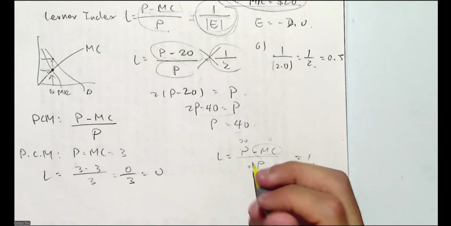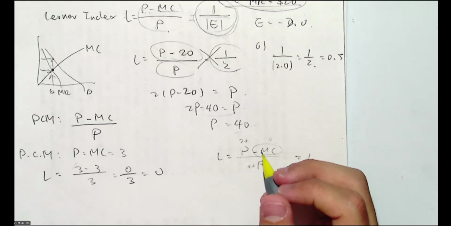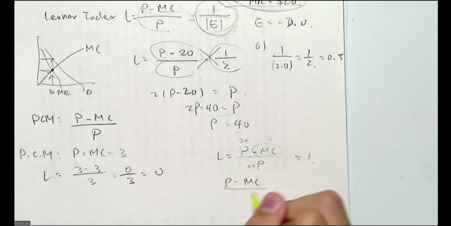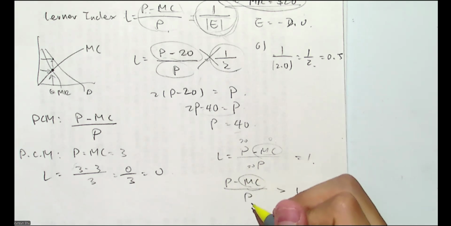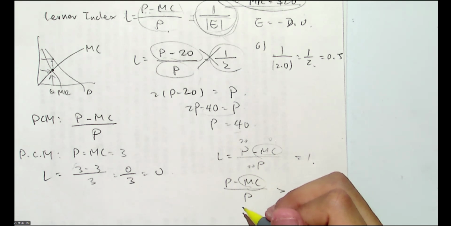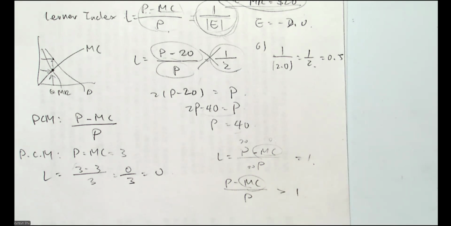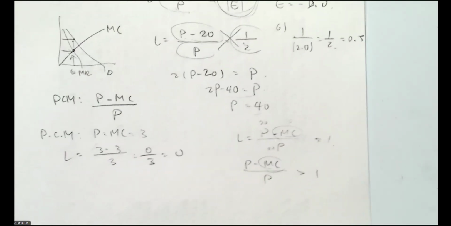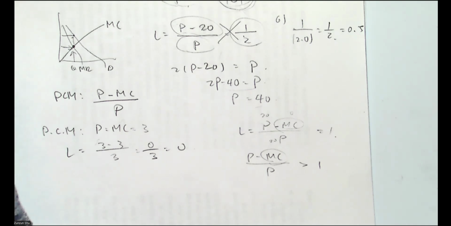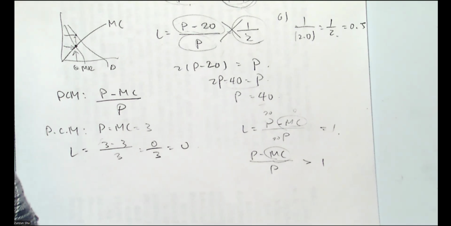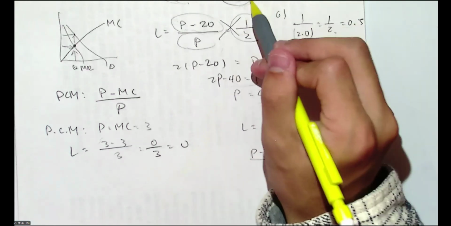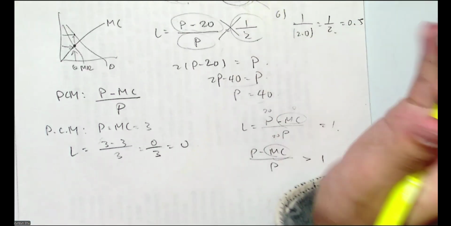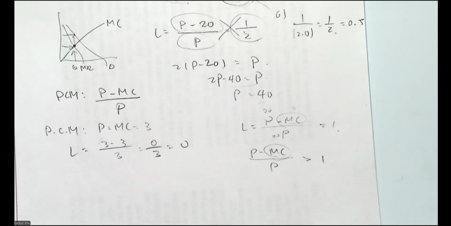Why? Well, if P minus MC over P is greater than 1, that's saying that MC is going to be negative. Meaning for each additional good you produce, the cost is negative. How is that physically possible? So it's pretty much never going to happen, so it's almost always going to be between 0 and 1. Although, I suppose if it's an inelastic scenario, it might be. But it's weird, okay? I don't see them asking that much about inelastic.